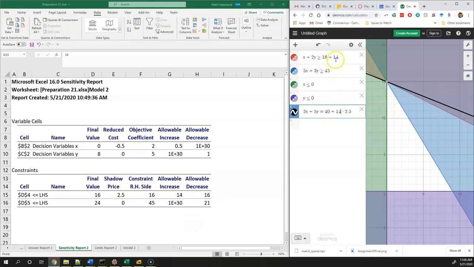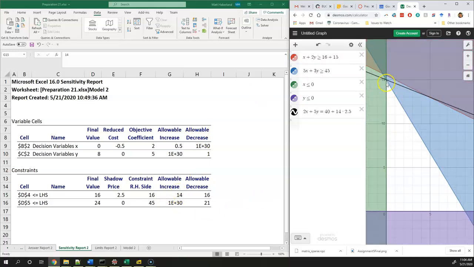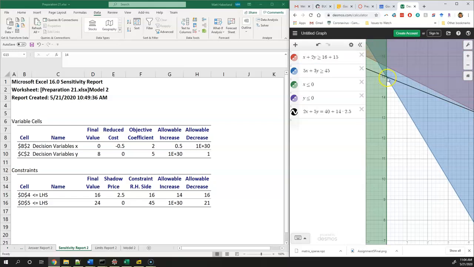But if we change any more than 14, if we go up past this allowable increase, look, the vertex that is going to be the optimal point changes. Our optimal value of the objective function is no longer satisfied, but we can't figure out the change by the linear relationship, whatever we added to the constraint multiplied by the shadow price 2.5. This shadow price is no longer valid. This is actually the optimal solution point. We cannot add this amount. We can still only add, I guess, 14 times 2.5 to the optimal value of the objective function.